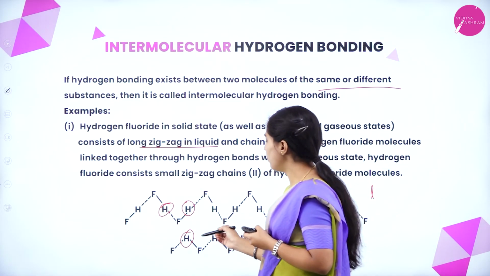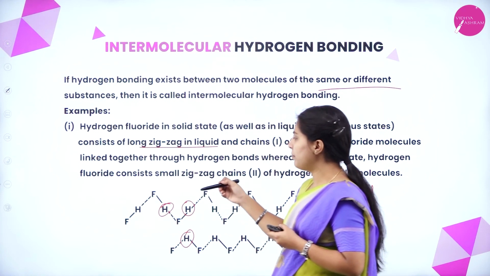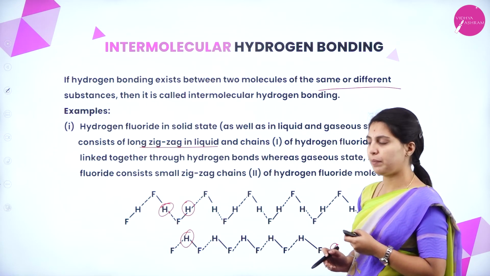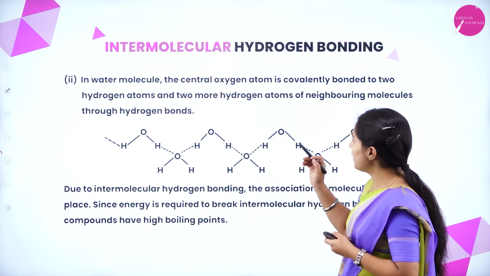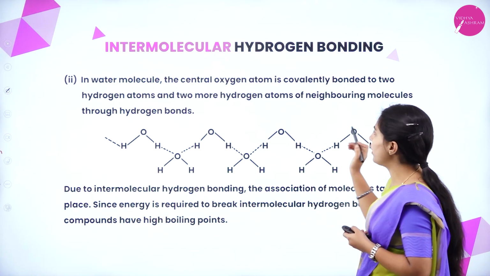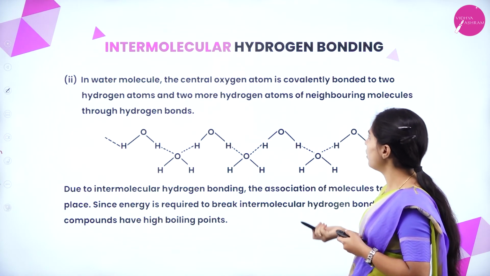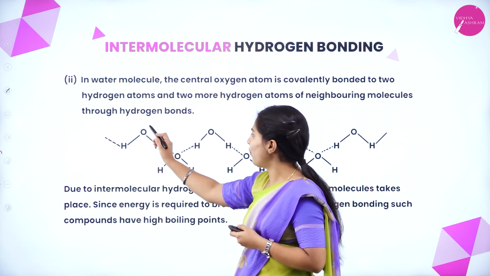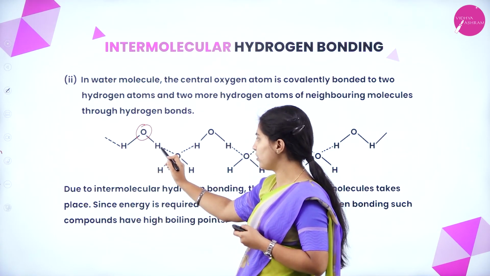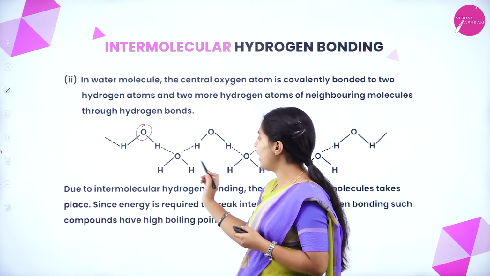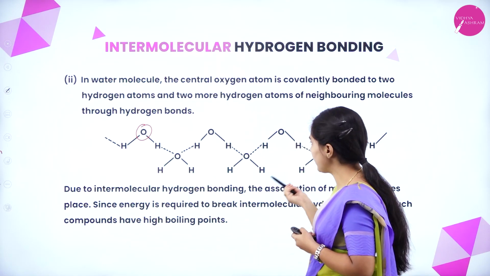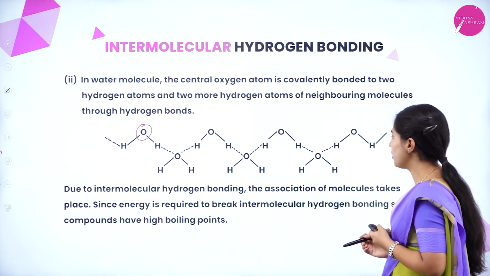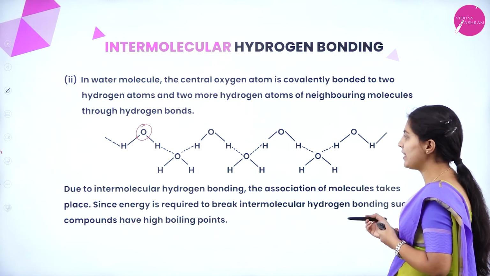Okay. And also two different elements can be present in between, in the same or different substances. In a water molecule, the central oxygen atom is covalently bonded to two hydrogen atoms, and is also bonded to hydrogen atoms of neighboring molecules through hydrogen bonds. Not only one oxygen is present between two hydrogens, for this oxygen, the other hydrogen of another water molecule can also combine through hydrogen bonding. Due to intermolecular hydrogen bonding, the association of molecules takes place.